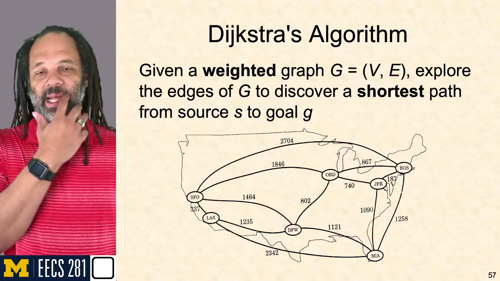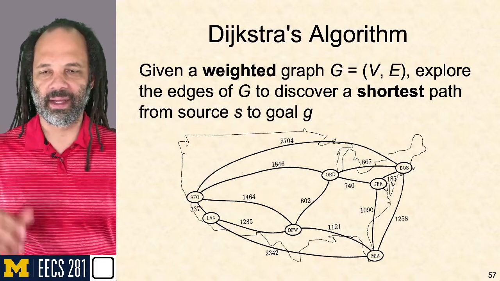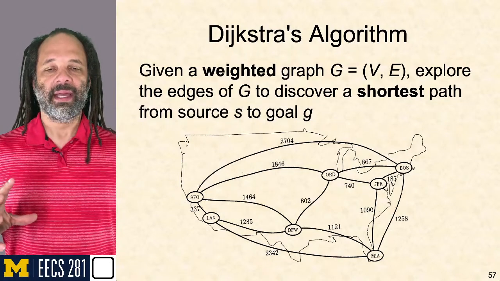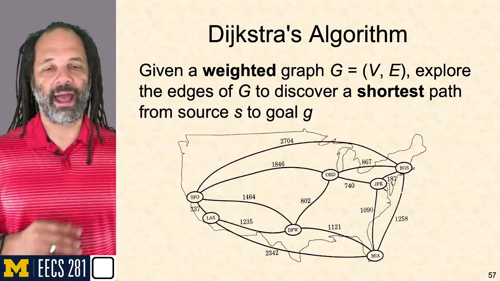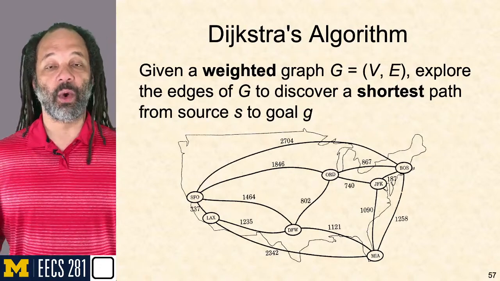All right, let's peek at Dijkstra's algorithm. I think we're going to do this one today, right? I said we weren't going to do it till Thursday. We're doing it today. So Dijkstra's algorithm is going to take this weighted graph that we're so familiar with now, and now I'm going to use this to discover a shortest path.